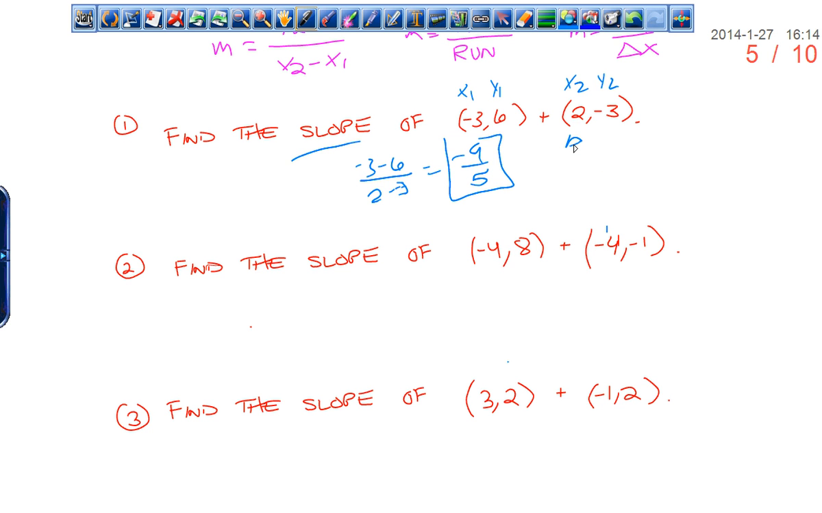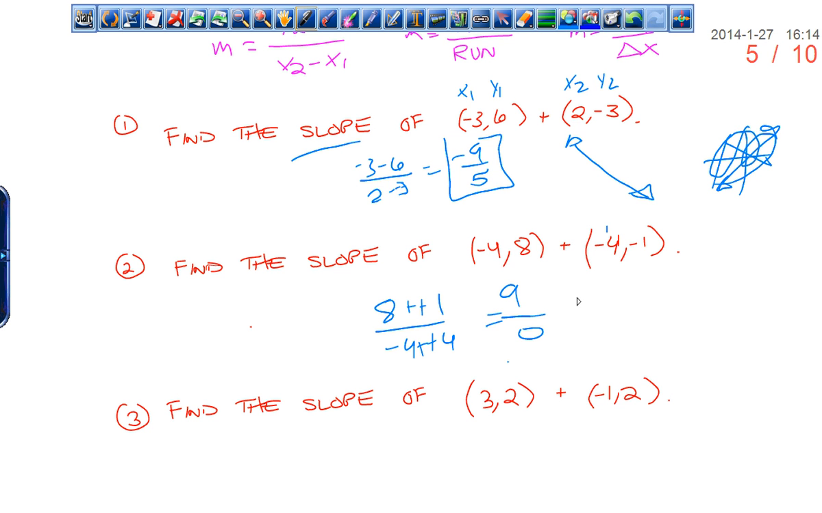It's a negative slope, so that means my graph would look something like that, probably. It would not look like that, okay? None of that. So for number 2, same thing. We can mix it up and say this is y2 and all that. So we're going to do 8 minus negative 1 over negative 4 minus negative 4. Negative 4 minus negative 4 makes 0. On the bottom, we've got 9 over 0.